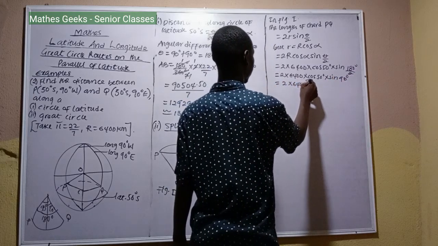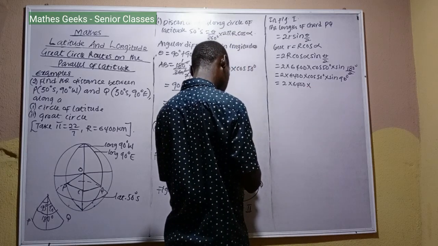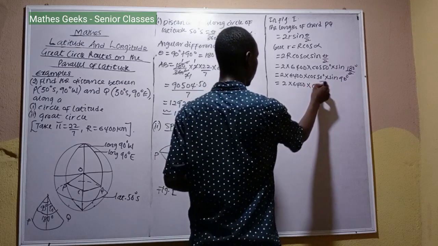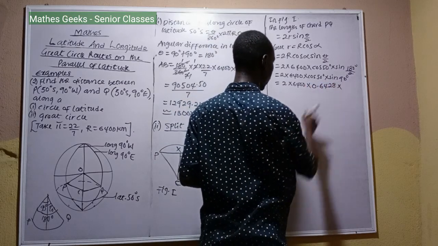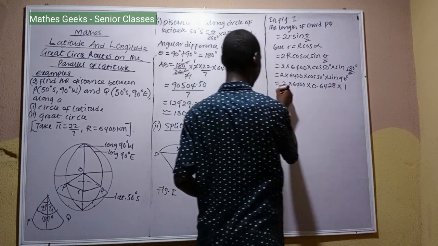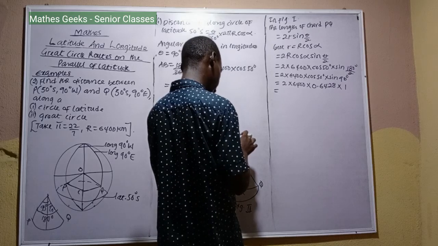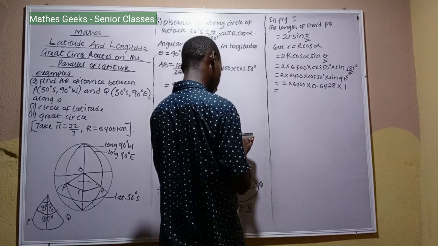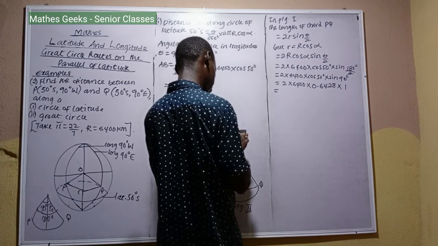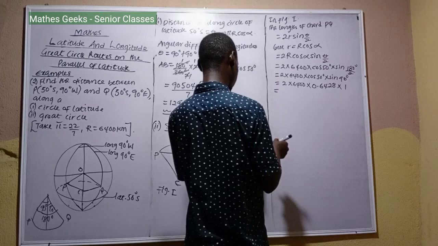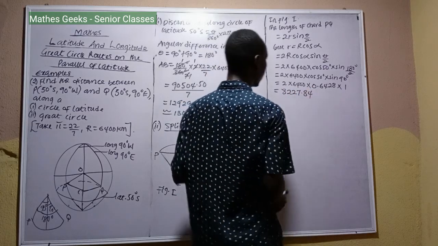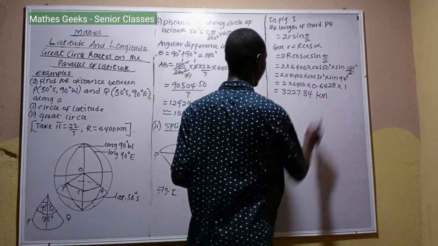2 times 6,400 times cos 50, which is 0.6428, times sine 90 degrees, which is 1. So 2 times 6,400 times 0.6428 times 1 gives 8,227.84 kilometers. That's the length of the chord.